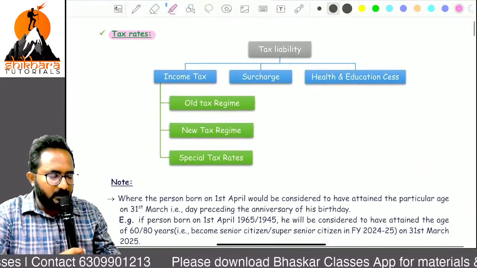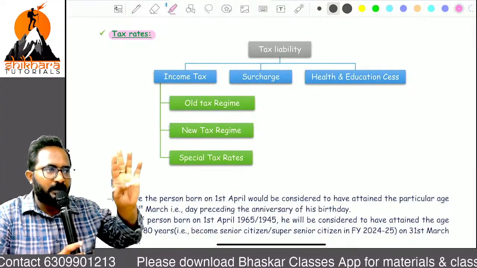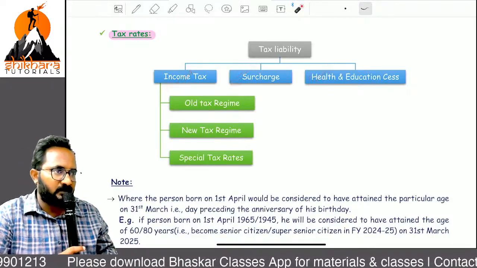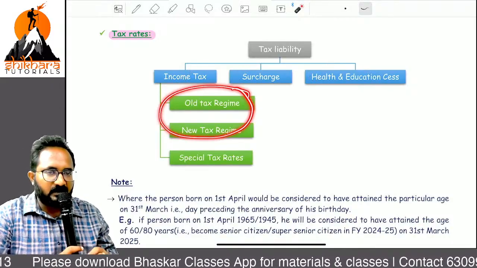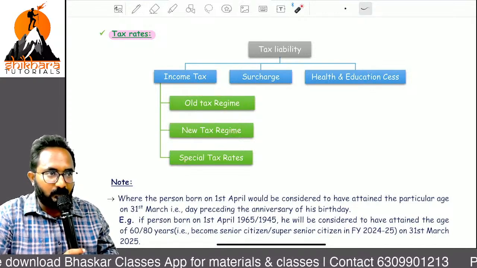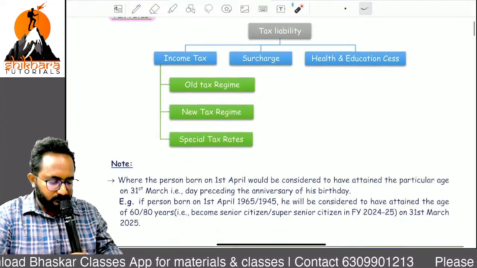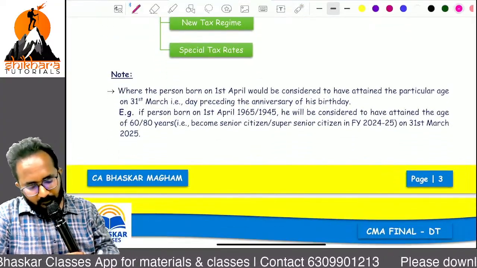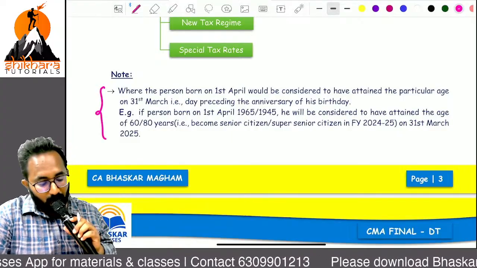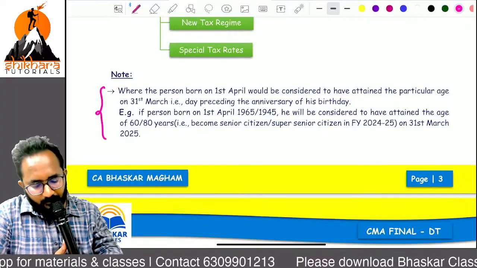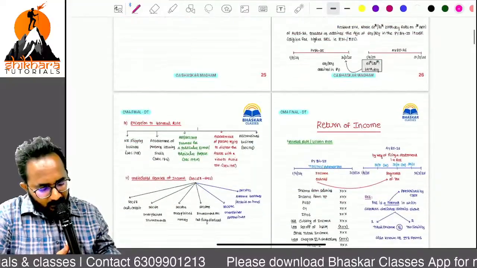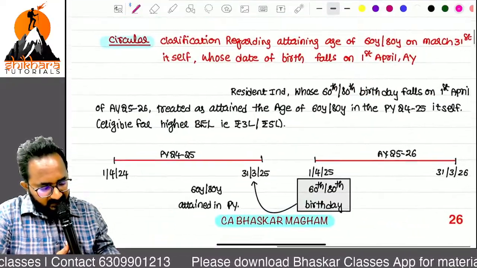Can you tell me, for tax liability computation purposes, how many components we have to add, ma? 3. One is income tax, surcharge, and health and education cess. Here, for calculation of income tax liability, you can use the old regime or new regime. For special incomes, you can follow what, ma? Special tax rate. So for this purpose, yes, ma, here I put a note point. That note point we can refer from the handwritten notes itself. Please open the handwritten notes, page number 26.